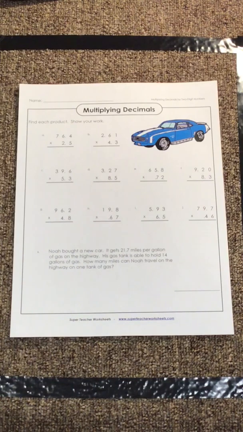All right, and the word problem says Noah bought a new car. It gets 21.7 miles per gallon of gas on the highway. His gas tank is able to hold 14 gallons of gas. How many miles can Noah travel on the highway on one tank of gas? So you're going to be multiplying 21.7 times 14.